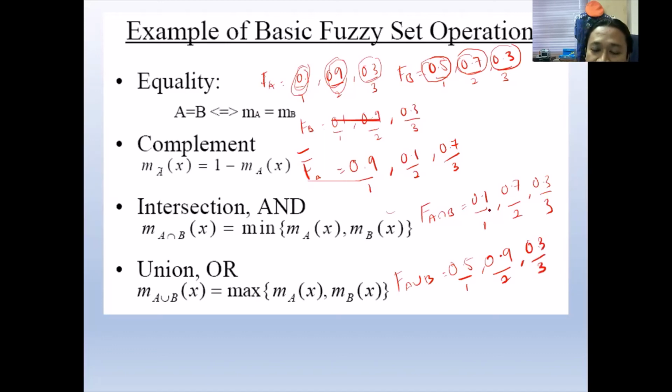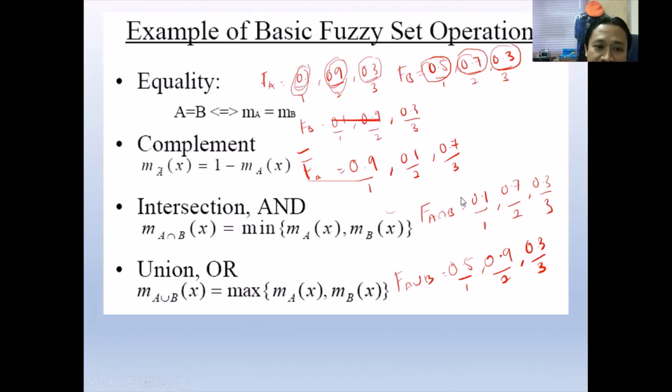All right, so this is how we do the operations. Very simple and straightforward, this is the basic fuzzy set operations. For example, equality: if fuzzy set A equals B, that means everything in fuzzy set A will be similar to B. For complement of A, everything you subtract from 1. For example, sequence number 1, 1 minus 0.1 is 0.9, 1 minus 0.9 is 0.1, 1 minus 0.3 is 0.7, that is for sequence number 3.